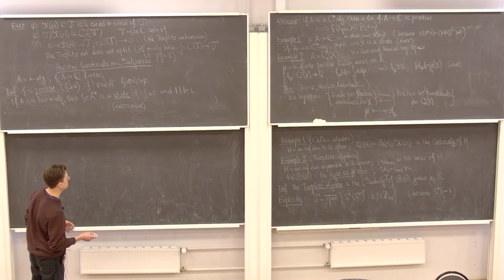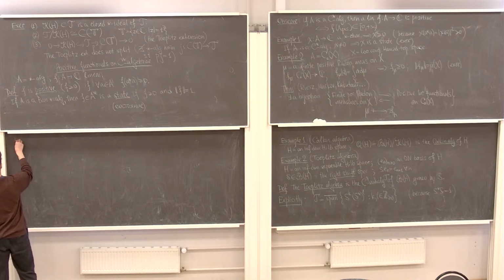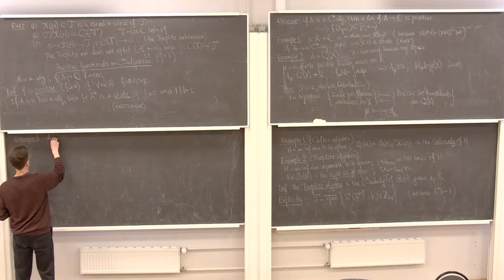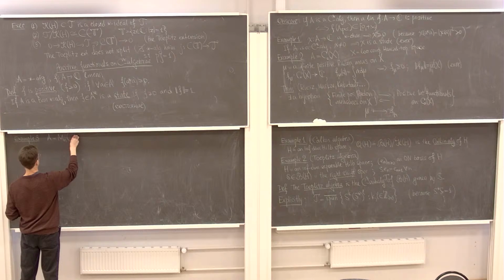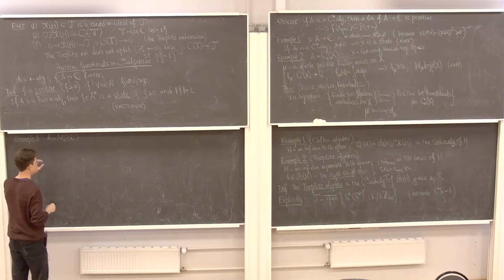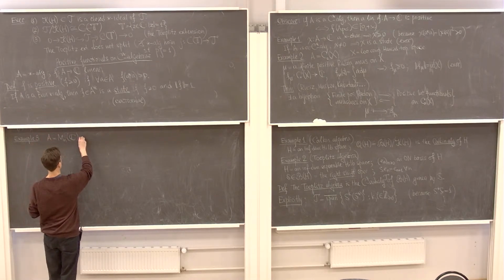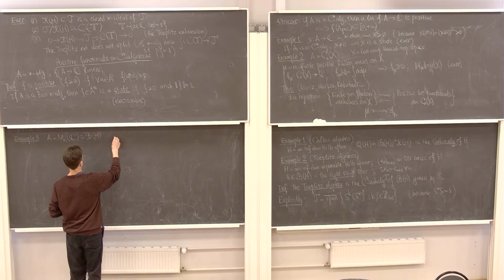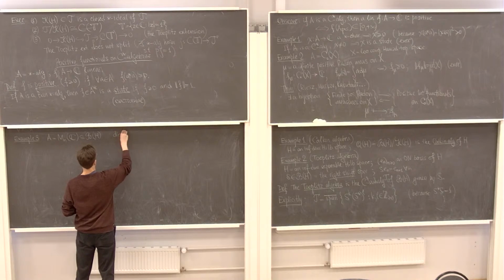Okay, another example, example 3. Let's take the algebra of square n by n matrices. Well, it is a finite dimensional C-star algebra. It is isomorphic to B of H, where H is an n-dimensional Hilbert space.